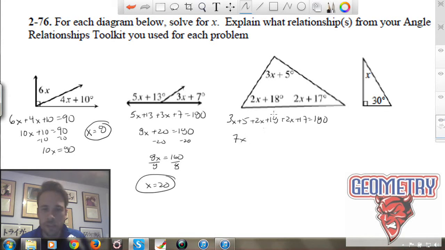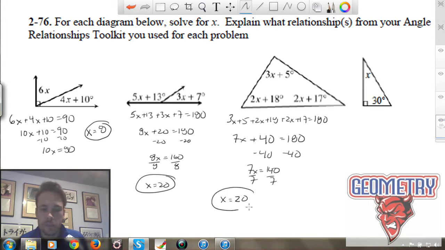So we're going to combine like terms here. 3, 4, 5, 7x plus 18 plus 17 is 35 plus 5 is 40. So 7x plus 40 equals 180. Just combine like terms there. Let's move this 40 to the other side. So we get 7x equals 140, which works out nice because when we divide by 7, we get 20 for x.